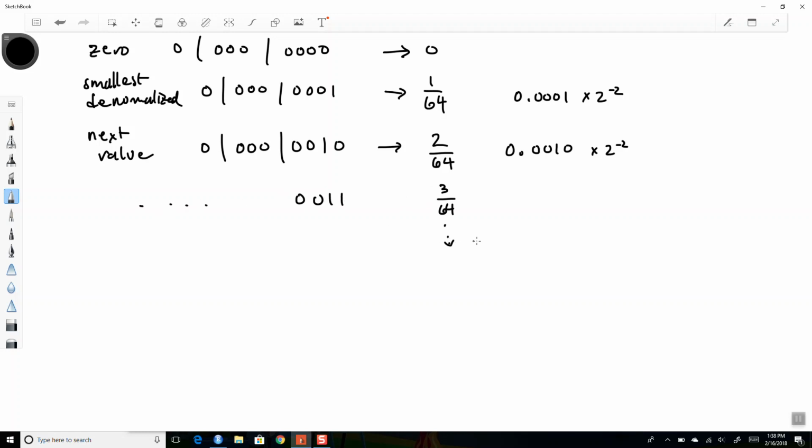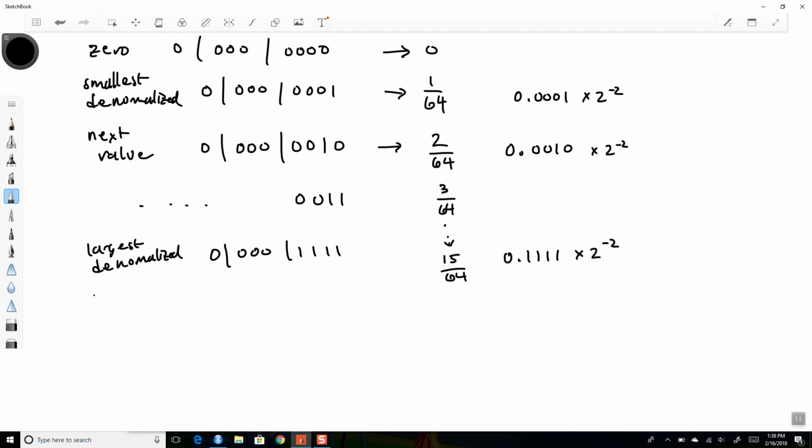And then we would count all the way until we get to the largest denormalized, which is 0, 0, 0, 0, 1, 1, 1, 1. This is 15/64, 0.1111 times 2 to the negative 2. That's the largest denormalized.